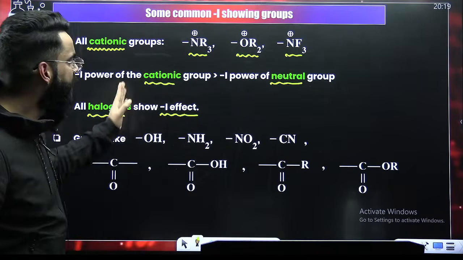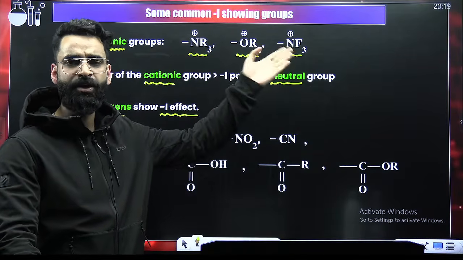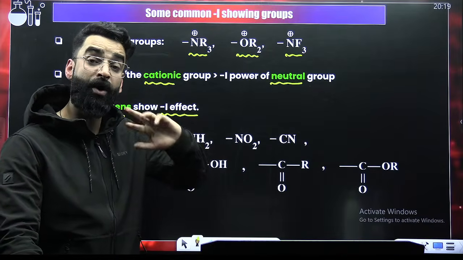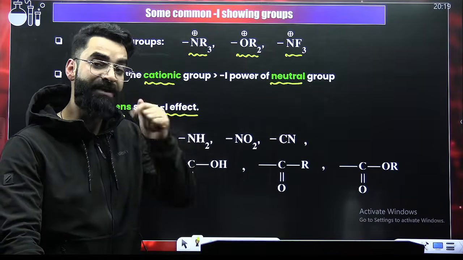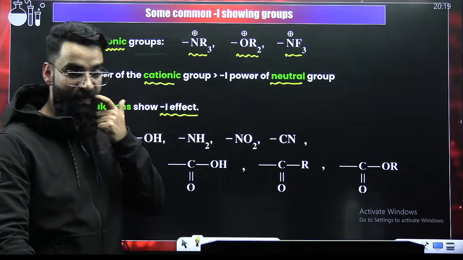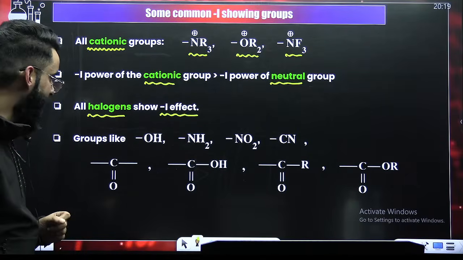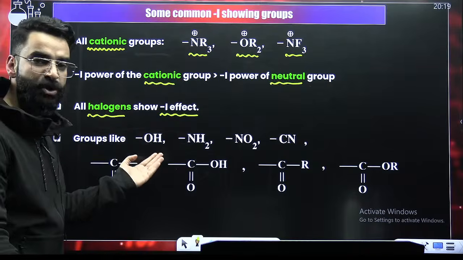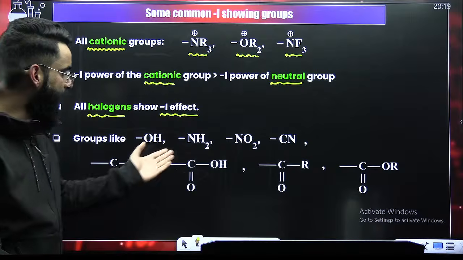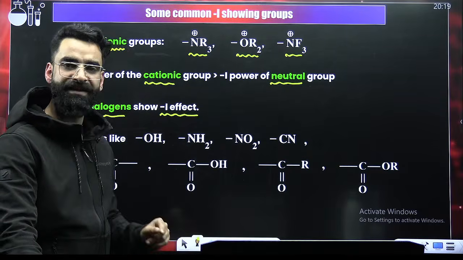Okay? First of all, all your cationic groups are going to show minus I. They are going to be withdrawing in nature. Minus I power of the cationic group will be greater than that of the neutral group. One more thing: all your halogens show minus I effect, right? Groups like OH, NH2, NO2, CN, C double bond O, C double bond OH, COR, COOR, all these groups show minus inductive effect.